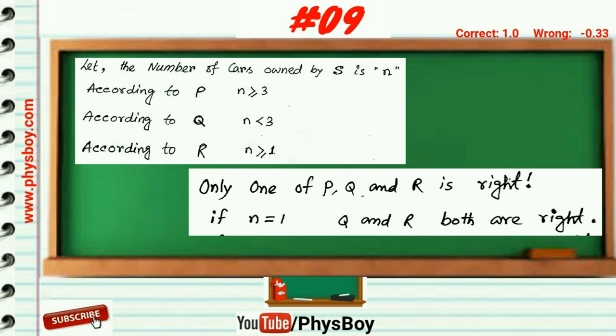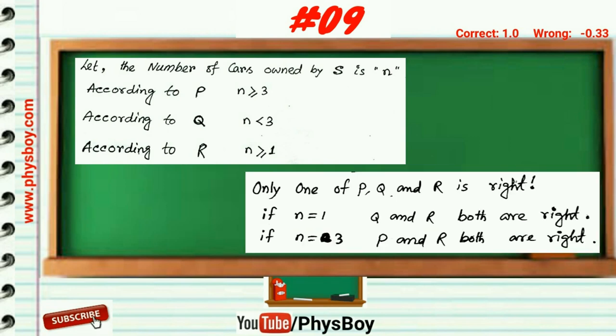Now consider, if N is equal to 3, then P and R both are right, because P said that N is greater than or equal to 3, and R said that N is greater than or equal to 1. So here also two of them are right, but in the given question only one of P, Q, R is right. So the value of N cannot be 3. N is equal to 0.